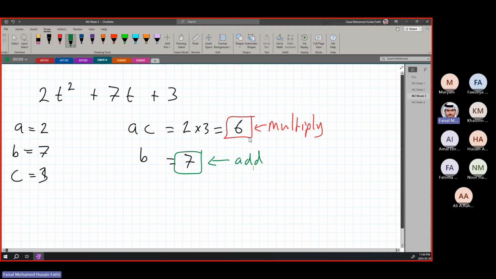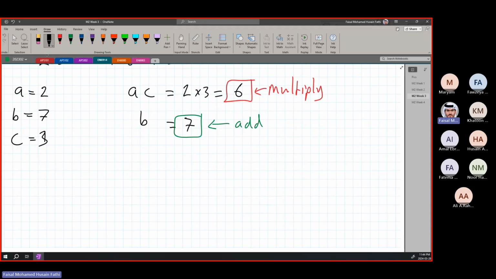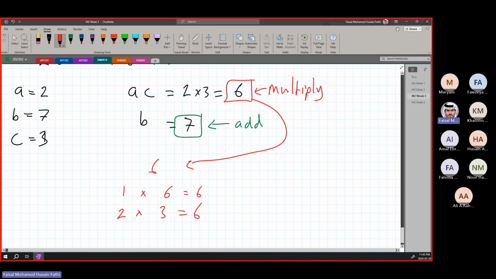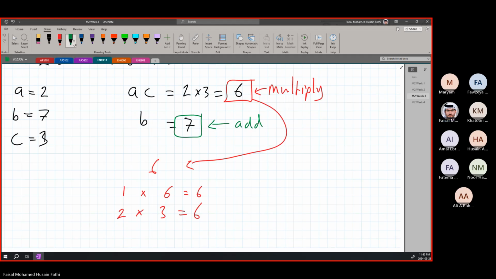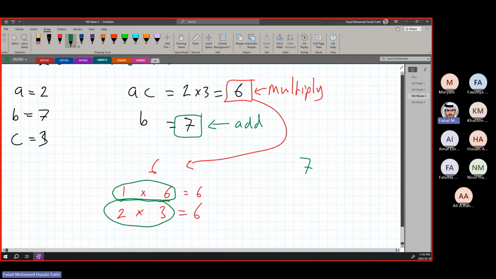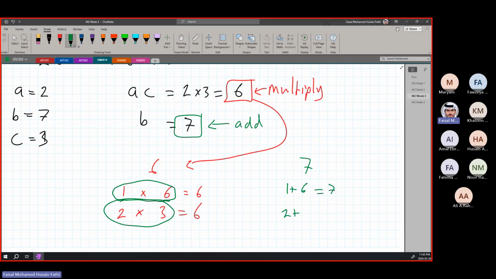So when we do this method, we're going to look at the 6, and we're going to look at its factors. So 1 and 6 can give us 6, and 2 and 3 can give us 6. So these are the numbers we look at. Then we look at the 7. We need to find two numbers, either this pair or this pair, that when we add will give us 7. In this case, it is the top pair. So it's 1 and 6. When we do 1 plus 6, it's going to give us 7. When we do 2 plus 3, it's going to give us 5. So this is not what we're going to look at. We're going to look at the 1 and the 6. That is the first step we do.